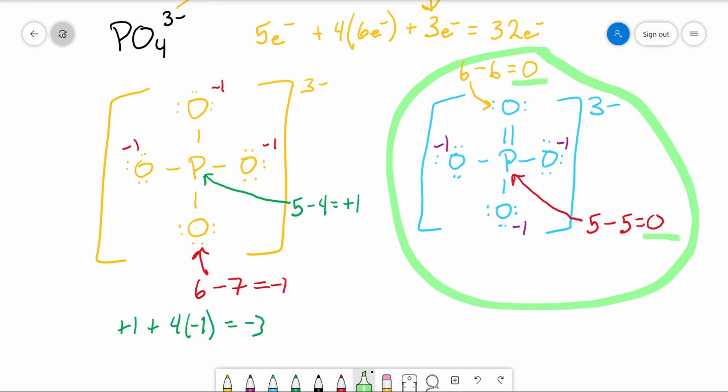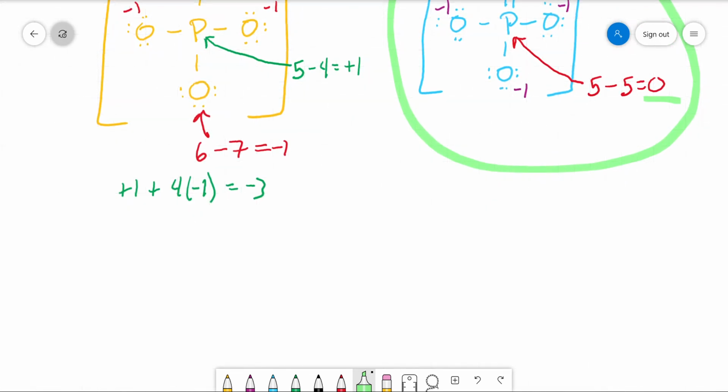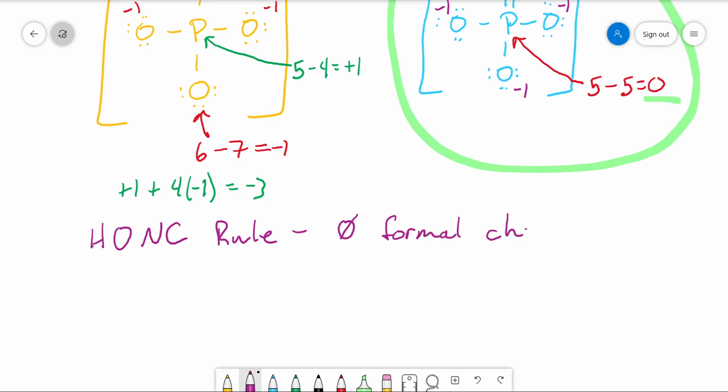And something you may or may not have picked up on. Here is oxygen with 2 lone pairs and 2 bonds. That obeys the HONC rule. So the whole idea behind the HONC rule, and if you don't remember the HONC rule, go back to the organic compounds Lewis structure video. When we follow the HONC rule, you have 0 formal charge. That's why the HONC rule is so handy, because it gives you 0 formal charge if you follow it and if you're able to follow it.